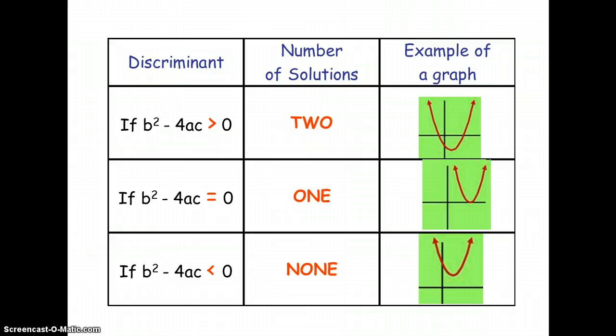So for example, this slide you will copy. You'll notice that the discriminant here, b squared minus 4ac, if it's greater than 0, there are two solutions. And here's an example where the parabola actually intersects the x-axis at 2 points. If your discriminant is equal to 0, there is only one solution, and therefore this parabola will only intersect the x-axis once. And here in this case, the discriminant is less than 0, therefore there are no real solutions, and your parabola will not intersect the x-axis.